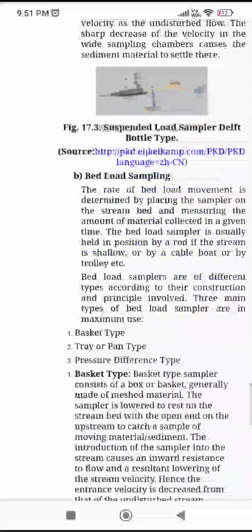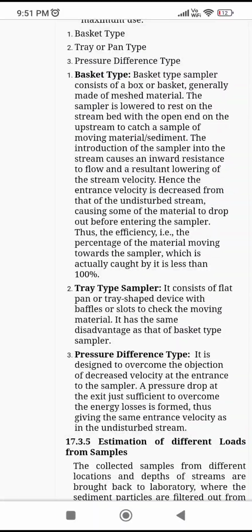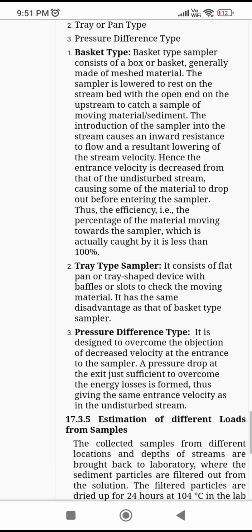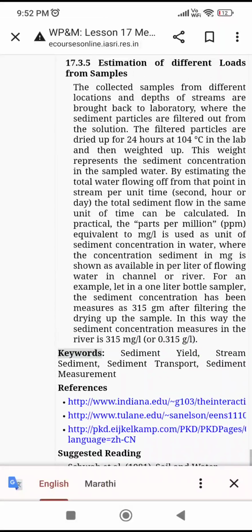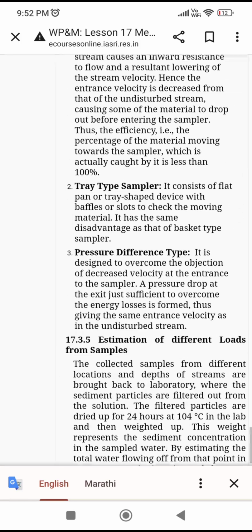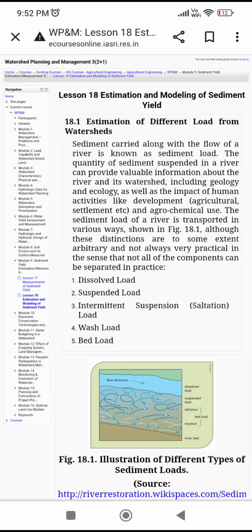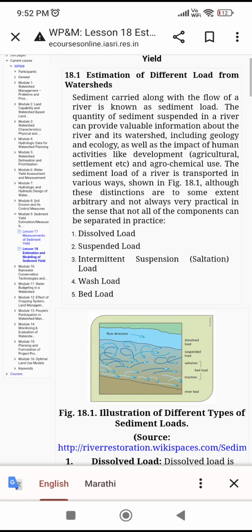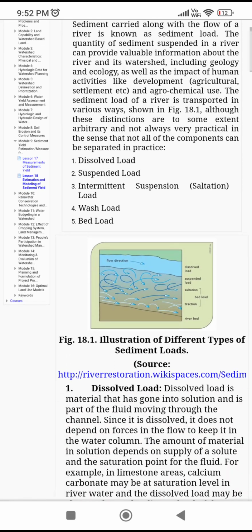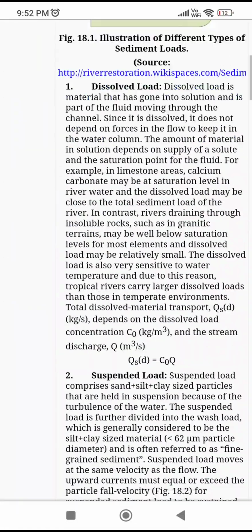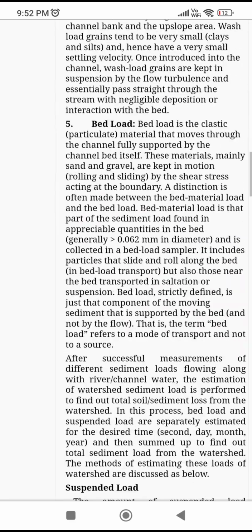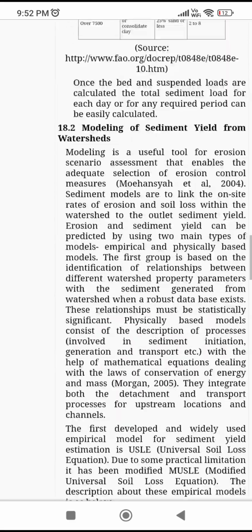These are methods for sediment soil sampling: basket type sampler, tray type sampler, pressure difference type sampler. So these are the different types of sampler used for sampling the load. Then dissolved load, suspended load, intermittent suspension load, wash load, bed load. So this is not that much important, we can skip this one.